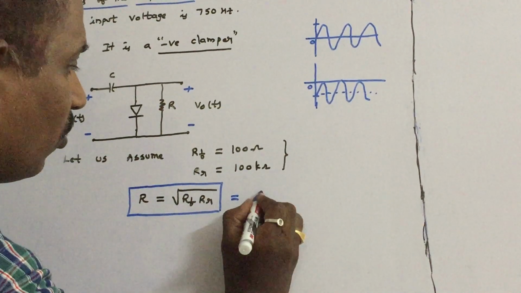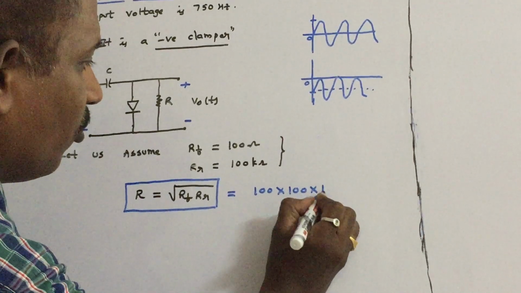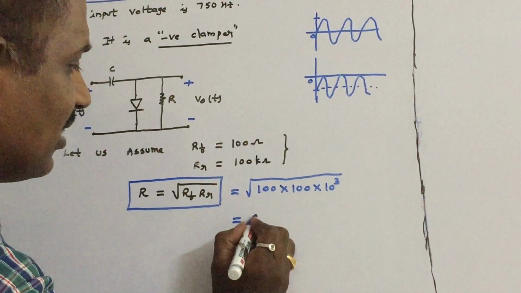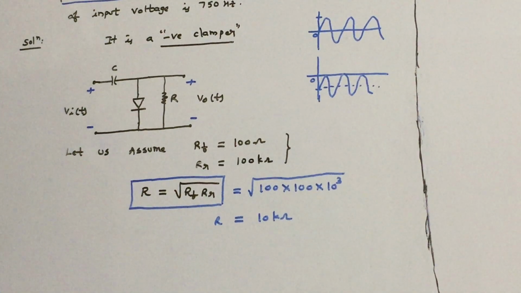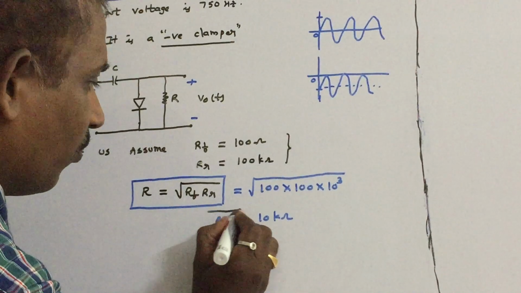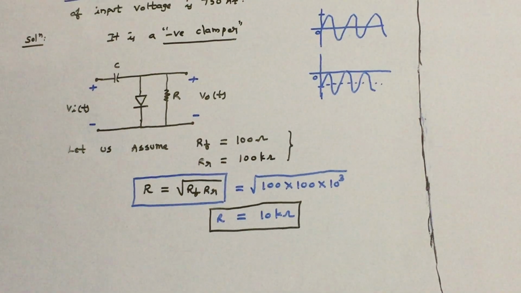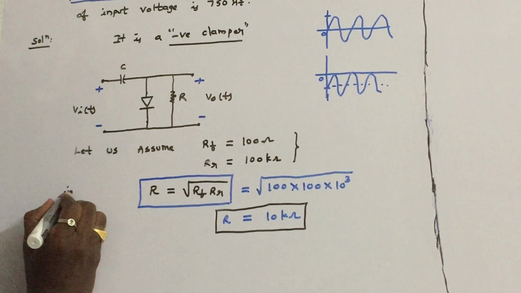So R is equal to the square root of 100 into 100 into 10 cube, since the reverse resistance is very high. So it will come out as 10 kilo ohms. The resistor value comes out as 10 kilo ohms. This is the first one, design of R. This is the first design formula.